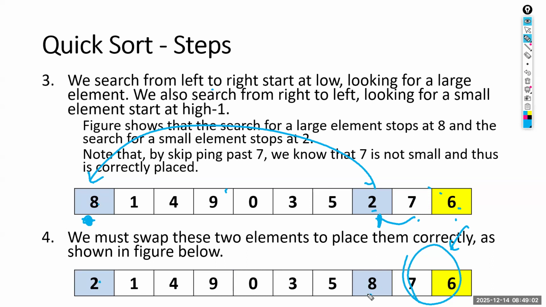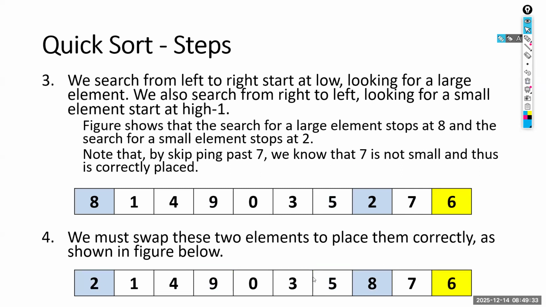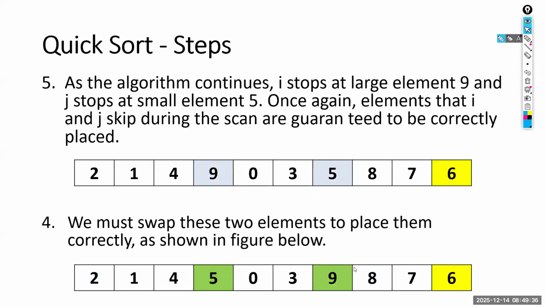Is it clear? But this is not the end of the story. Now we proceed. We must swap these two elements because we have found something bigger than the pivot on the left and something smaller than the pivot on the right. So we swap them. As the algorithm continues, now remember last time we were here and here. Now you continue from here.